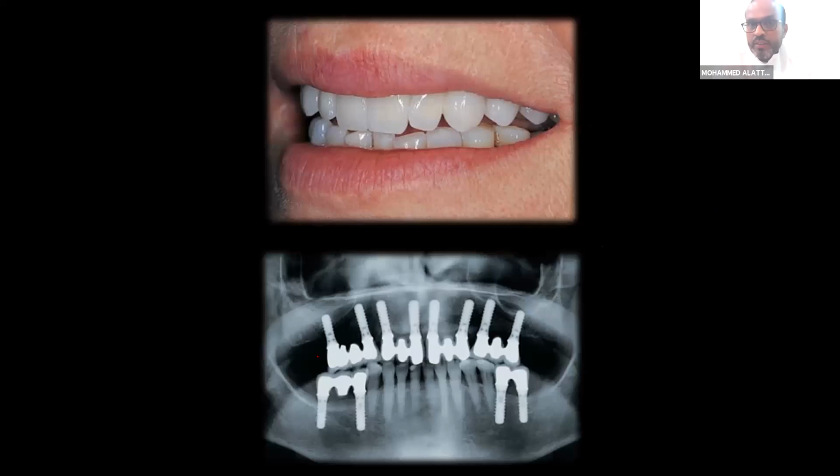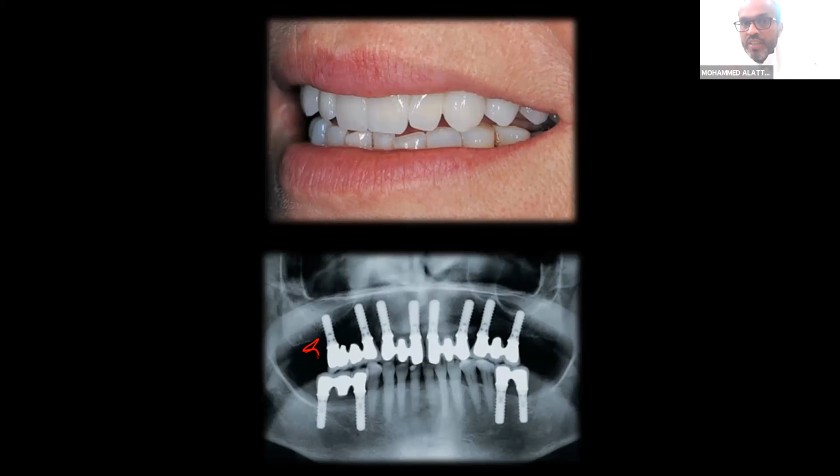What does that mean? That means we didn't need to do the connection, and we save time; this technique is not time-consuming. In any case where you will do a screw-retained prosthesis, definitely you need to do connections. With cement-retained cases, any misfit that happens, you can fix with some adjustment of the abutment or the fitting surface of the crowns.